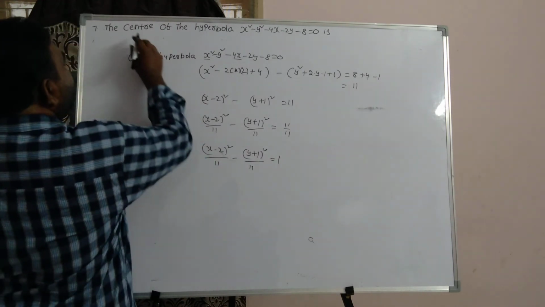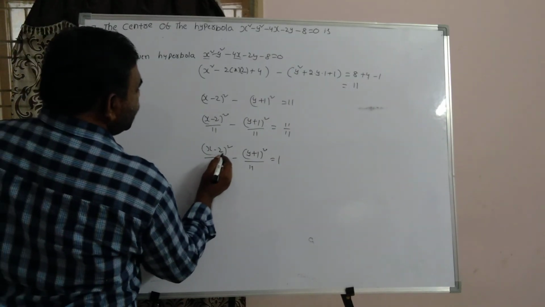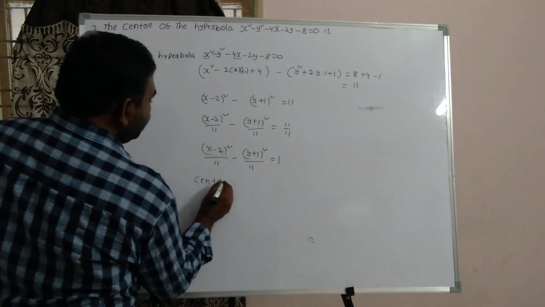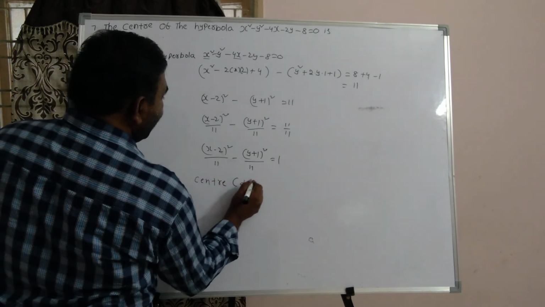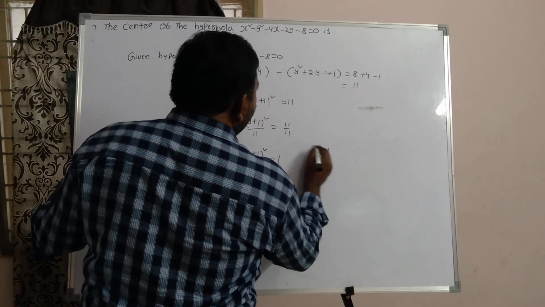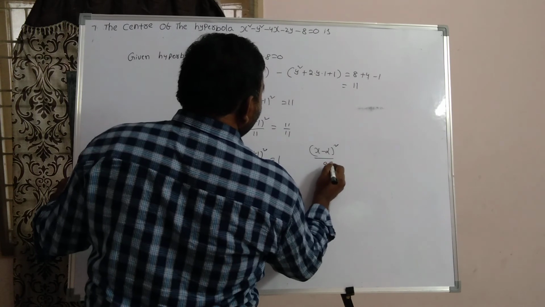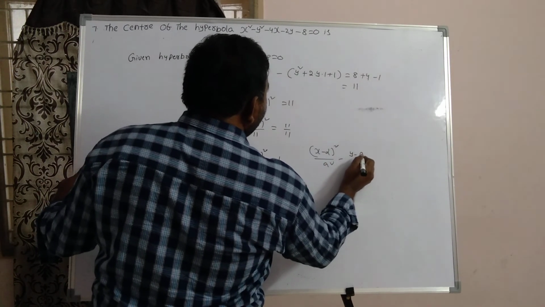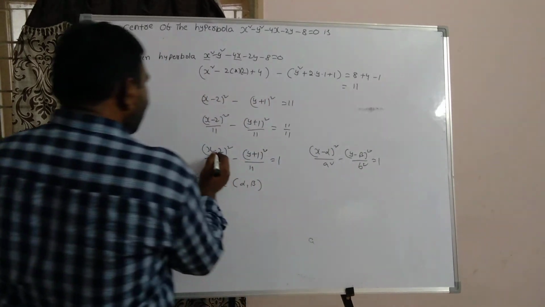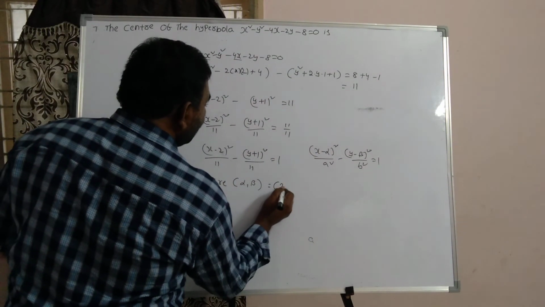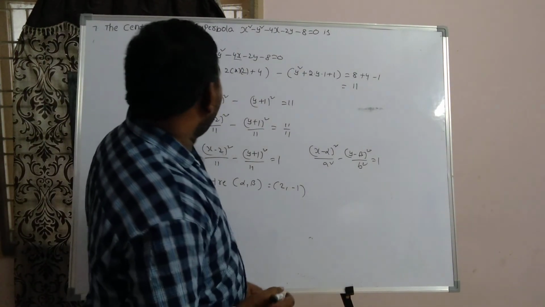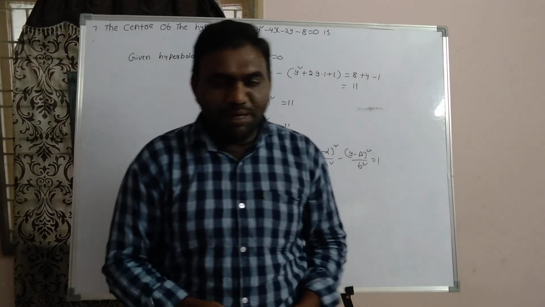So here what do you want? Center. Center means alpha comma beta. So by comparing x minus alpha whole square by a square minus y minus beta whole square by b square is equal to 1. Here alpha is equal to 2, beta value minus 1. This is the solution for the last problem.